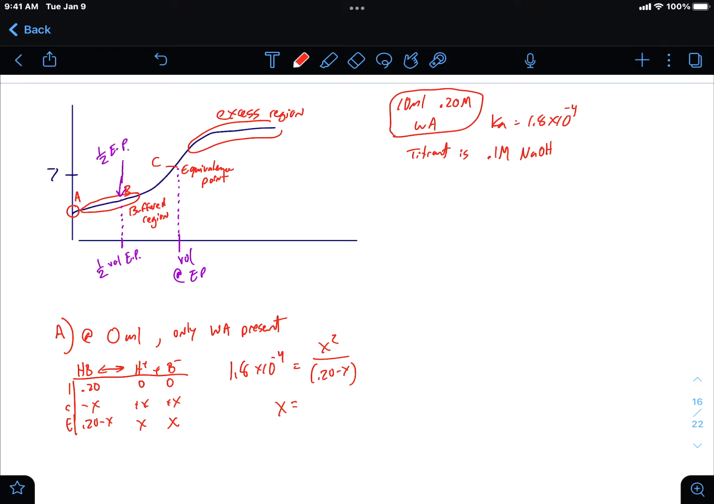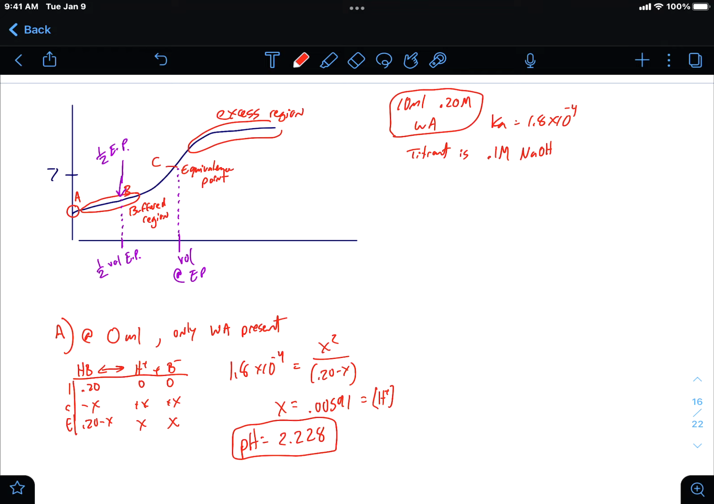Okay, so for x, you should get 0.00591. And because this is an acid, you always have to ask yourself, what is x equal to? Is it equal to H plus or is it equal to OH minus? This is a weak acid, so x is equal to H plus. So take the negative log of that value, and our starting pH is 2.228. The beginning, before you add anything, it's just weak acid.